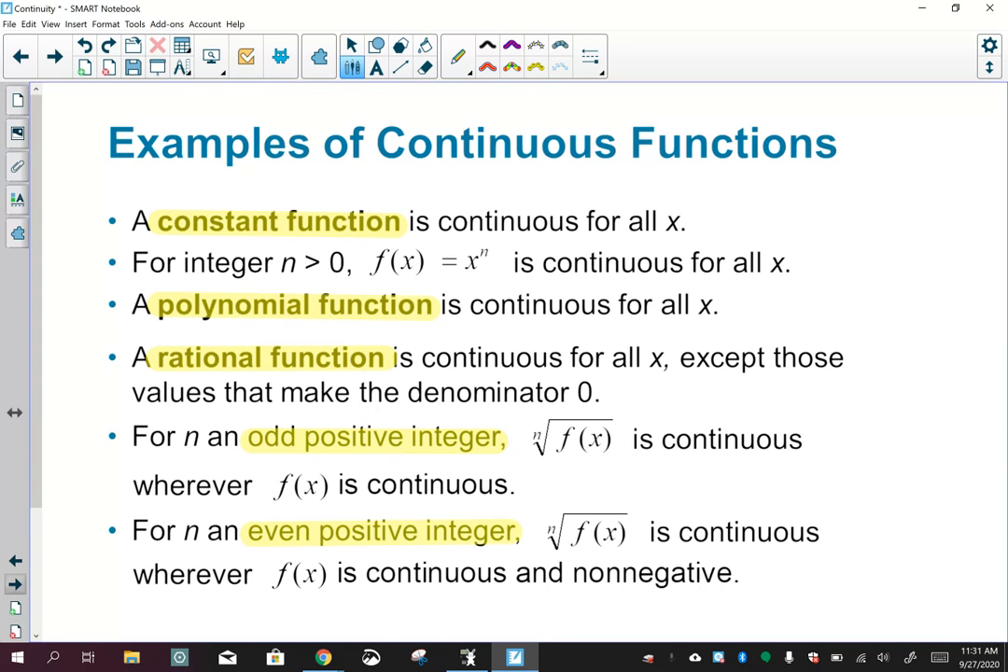You have a constant function where x is continuous for all of x. So basically, that's just your normal straight y equals x line.